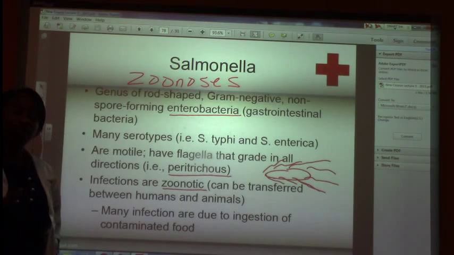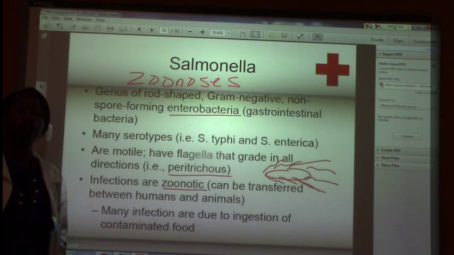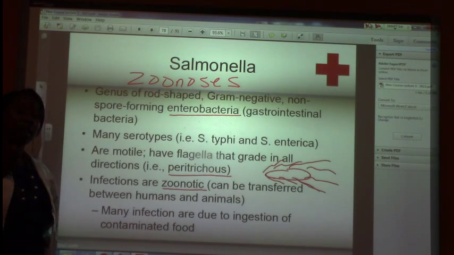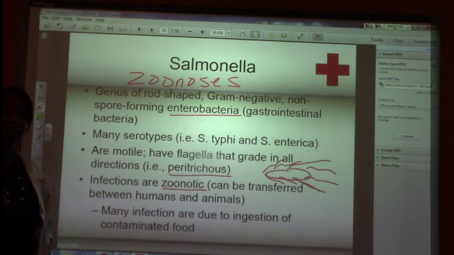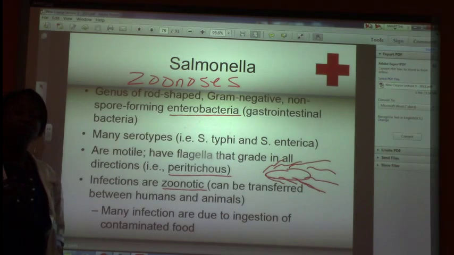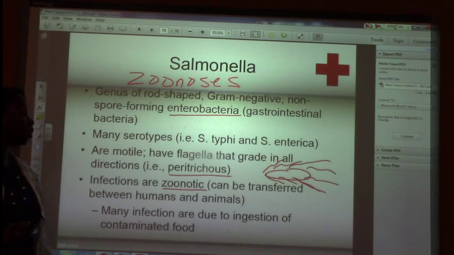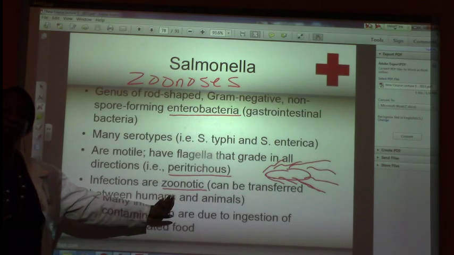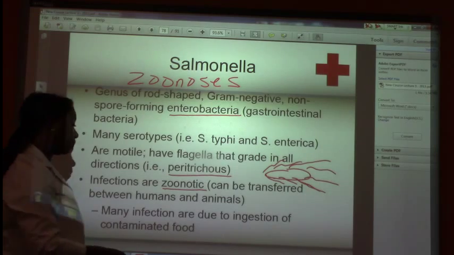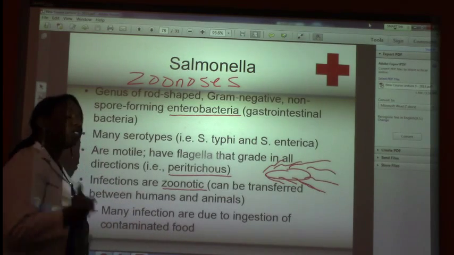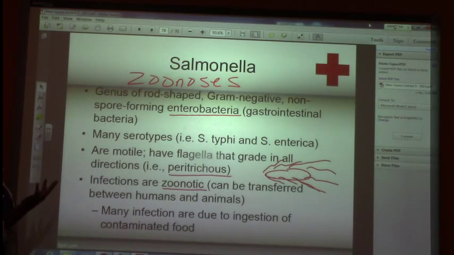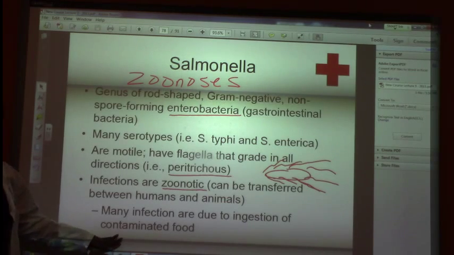So I told you guys a little earlier in the term about the recent recall, or the recent scare that we had with chicken that was contaminated with Salmonella. So again, when we obtain the organism from animal products that are contaminated, that's considered to be via zoonotic means, or through animal means. So many human infections from Salmonella are due to the fact that we are ingesting contaminated food, such as chicken.